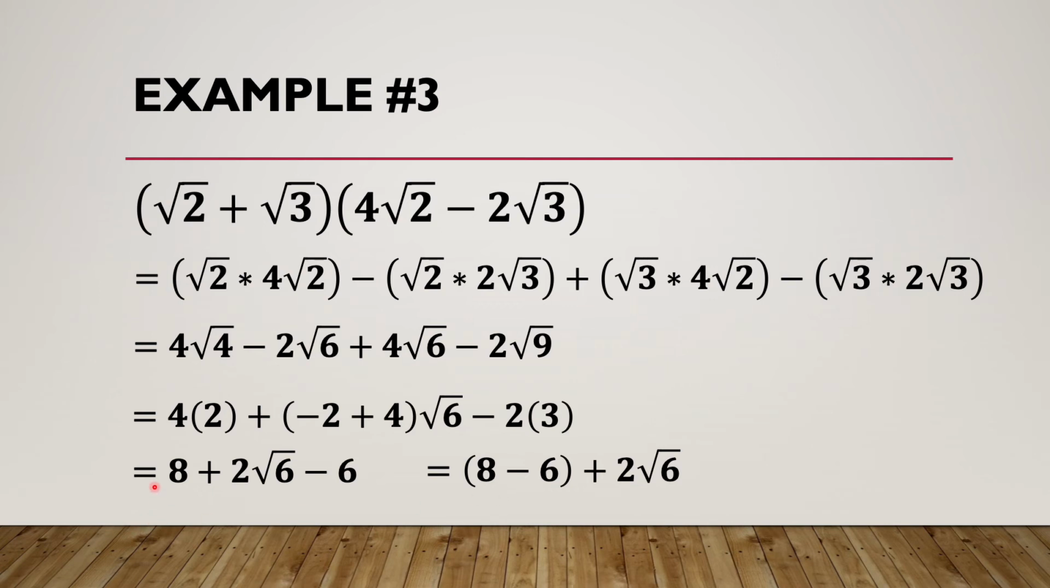So, we can combine 8 and negative 6. So, we have 8 minus 6 plus 2 square root of 6. 8 minus 6 is 2. Then, we just attach plus 2 square root of 6. The final answer is 2 plus 2 square root of 6.